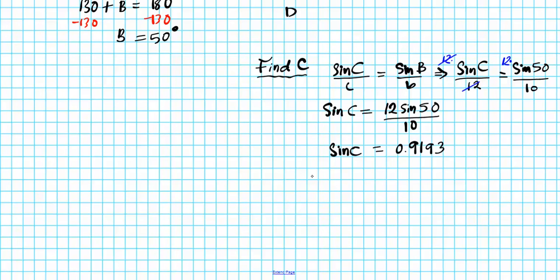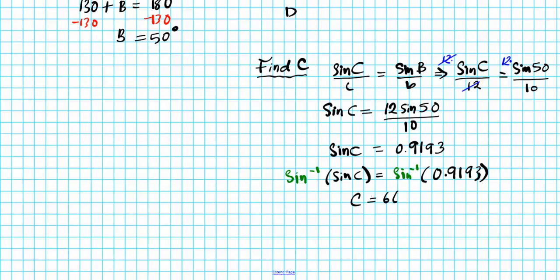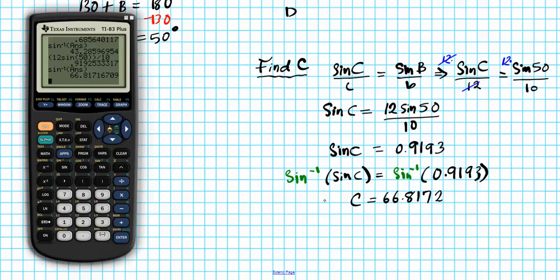To get C isolated, we take the arc sine of both sides of the equation. Arc sine of the left side and the inverse sine of the right side also, 0.9193. Okay, so let's go back to our calculators and see what we get. So we're going to do the inverse sine of the answer that I got previously. And then I get 66.8172. So big C is 66.8172.